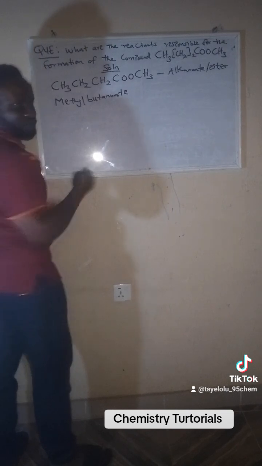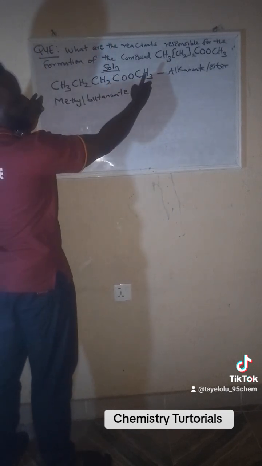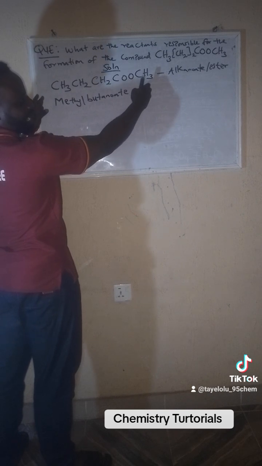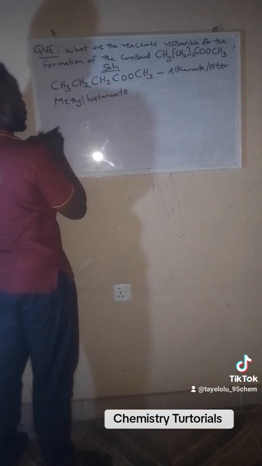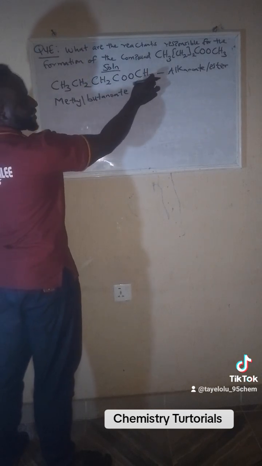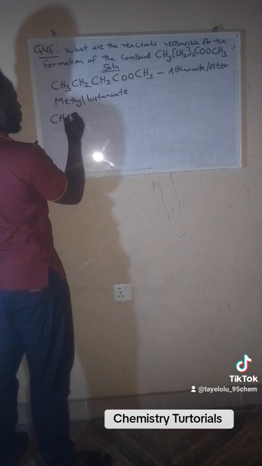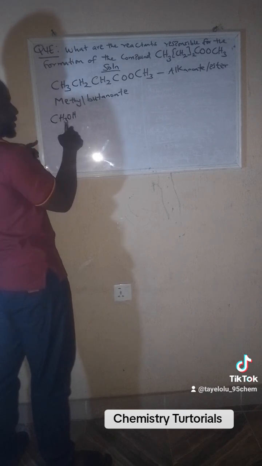Okay? So in the formation of this compound, the alkyl here came from the alcohol that reacted in the reaction. Don't forget that this is an ester formed from the esterification process involving alcohol and alkanoic acid to form esters and water only in the presence of H2SO4. Okay, so this one is the one attached to the alcohol. So I will have CH3OH. So definitely this is methanol.